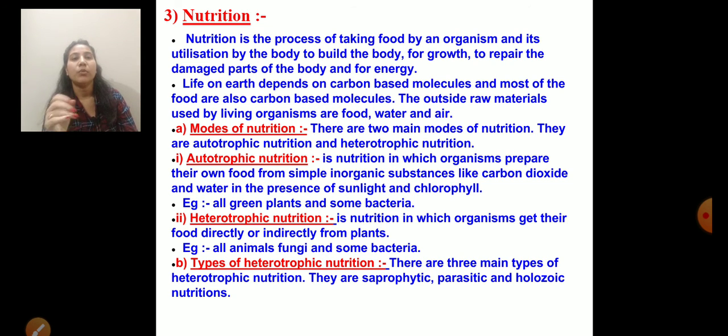So what is autotrophic nutrition? It is a nutrition in which organisms prepare their own food from simpler inorganic substances like carbon dioxide and water in the presence of sunlight and chlorophyll. This is seen in plants and smaller microorganisms like bacteria. Examples: all green plants and bacteria are included in autotrophic nutrition.